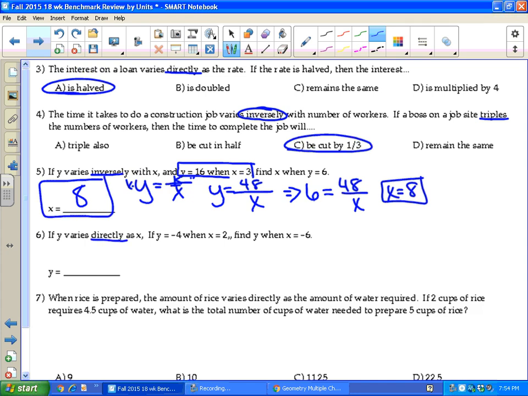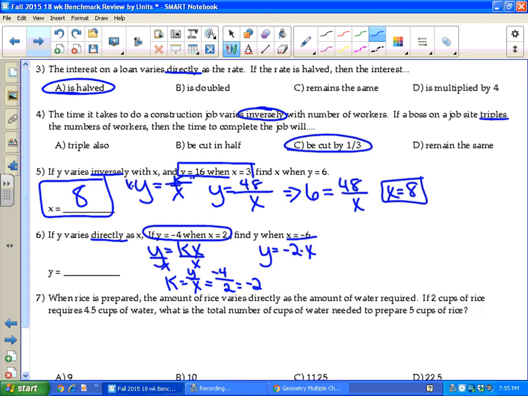Y varies directly. So Y equals K times X. To solve for K, I'm going to divide. So to get K, I'm going to take a Y number divided by an X number. Here's a Y and an X number that go together. So Y is -4 when X is 2. So my K number is -2. So the equation I need to use is Y equals -2 times the X number. All right? So now I'm going to substitute in right here for X. Y is equal to -2 times -6, which equals +12. All right, number 6 is +12.